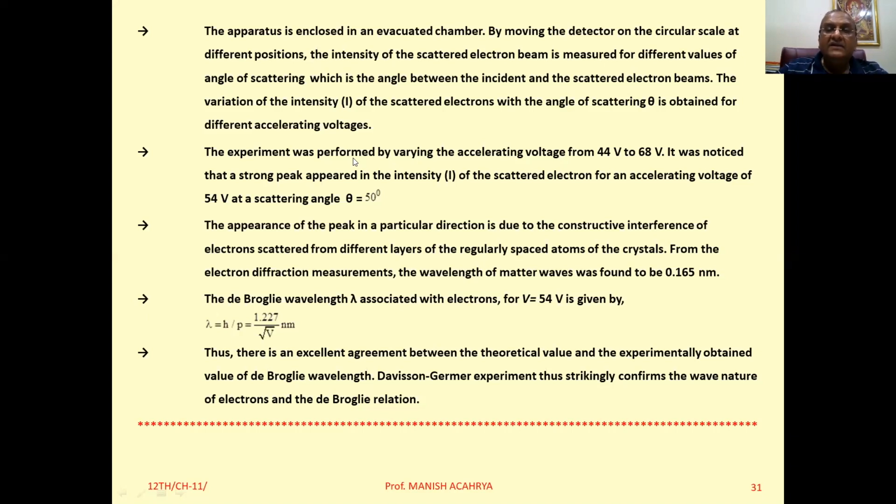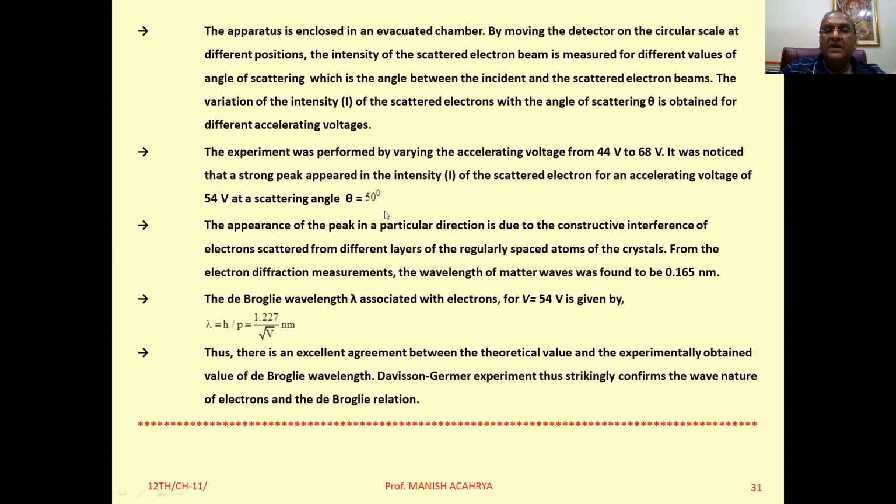Then see, the important thing now is in the result. It was noticed that a strong peak appeared in the intensity of the scattered electrons for an accelerating voltage of 54 volt at a scattering angle of 50 degree.